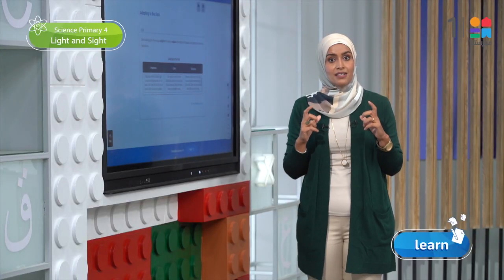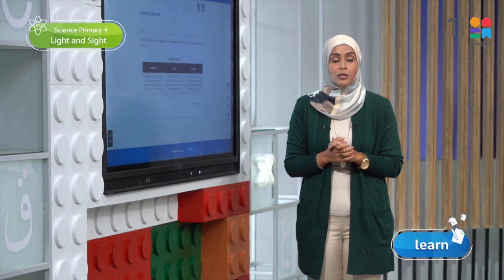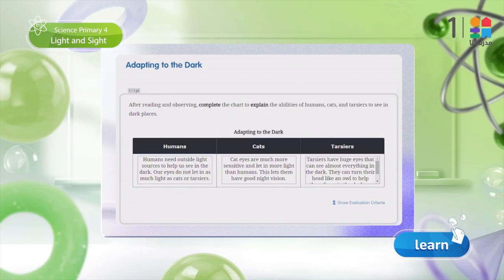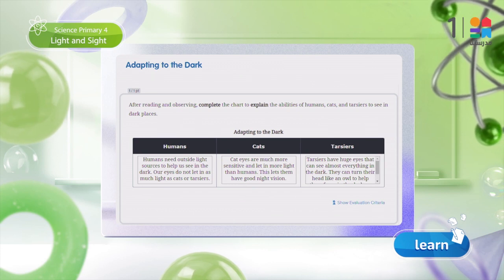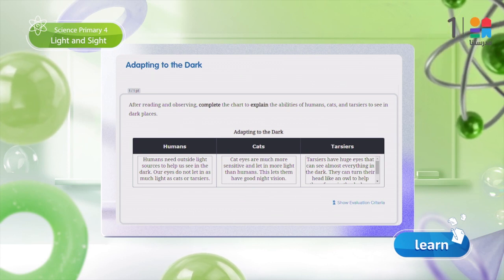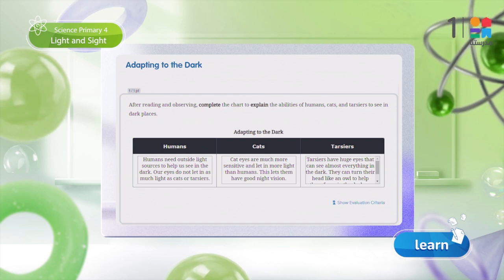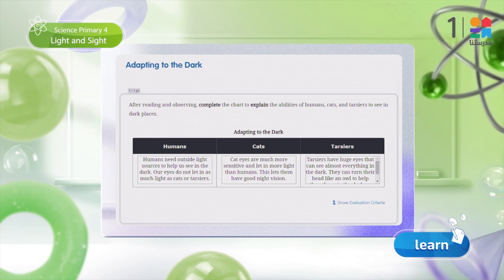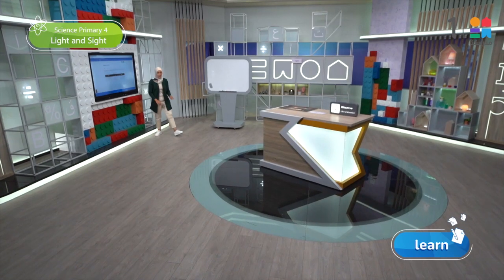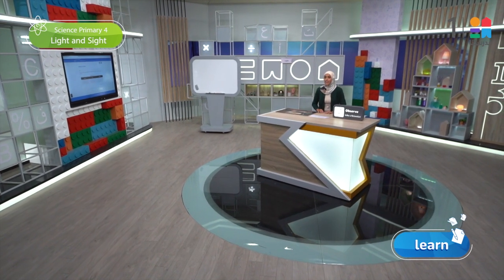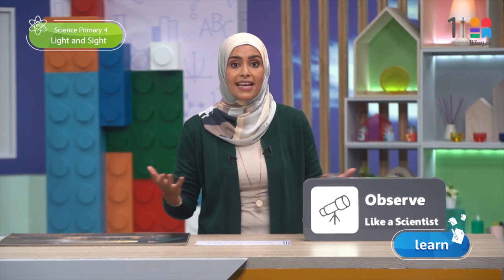Cats' eyes are wider than ours and they shine in the light, so they can collect a large amount of light and see even if the lighting is weak. Tarsiers have huge eyes and very wide pupils. They can turn their heads and can see almost everything at night. Now we will carry out an exciting investigation to find the relation between light and sight. The question we will investigate is how light is related to sight.